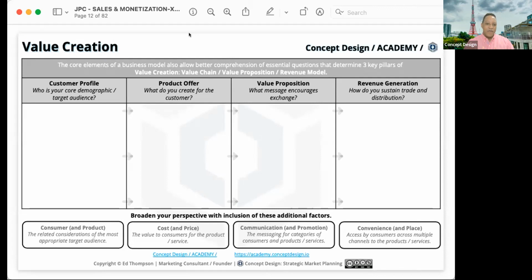How is it generated? For each one of these 4 columns here, there are also the 4 C's or the 4 P's of marketing. They're very much related to each other. The consumer and the product for the customer profile. What are the related considerations most appropriate for the target audience? Keep that in mind. Also, for the product offer, cost and price, the value to consumers for the product or service. With the value proposition, the communication or the promotion that you are conducting. What's the messaging for the categories of consumers and products or service? And then revenue generation, convenience in place, access by consumers across multiple channels to the products and services. I use the example of Coca-Cola being available at vending machines, being available at convenience stores, at supermarkets.